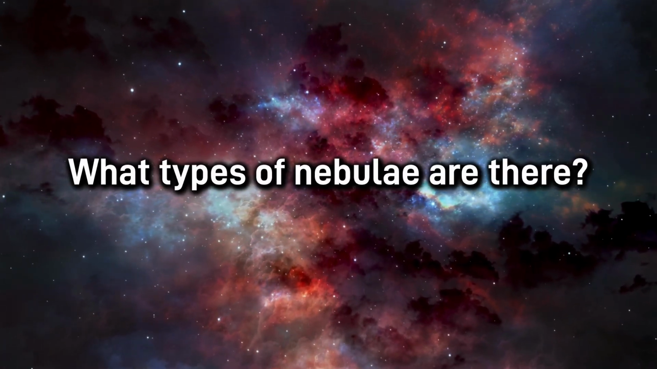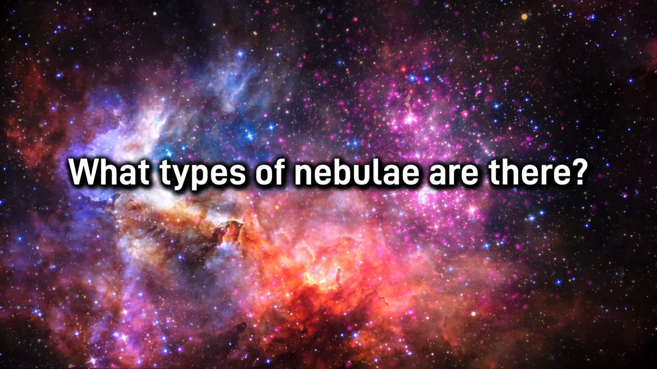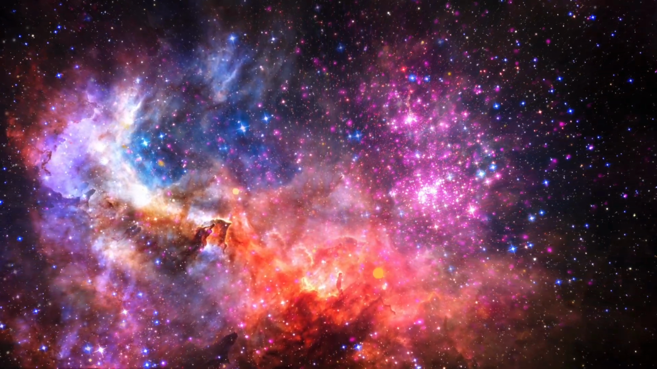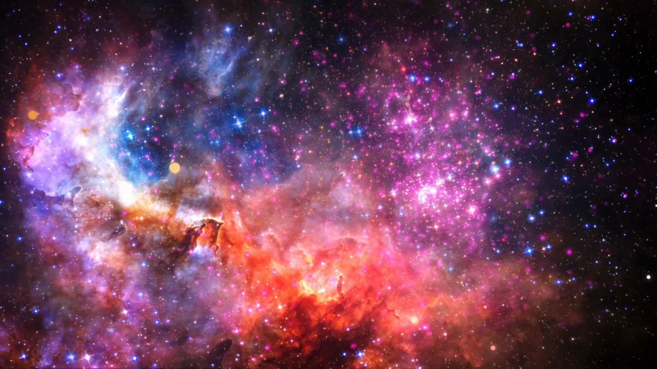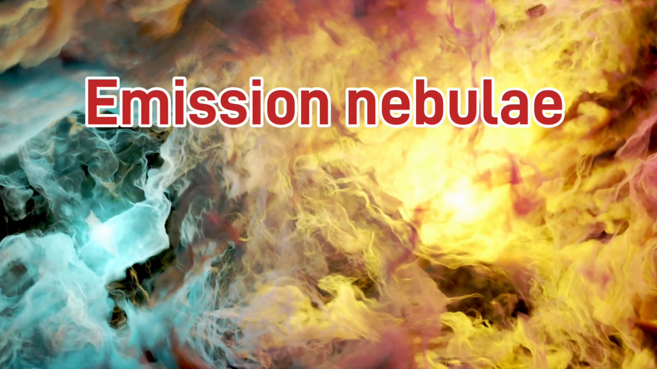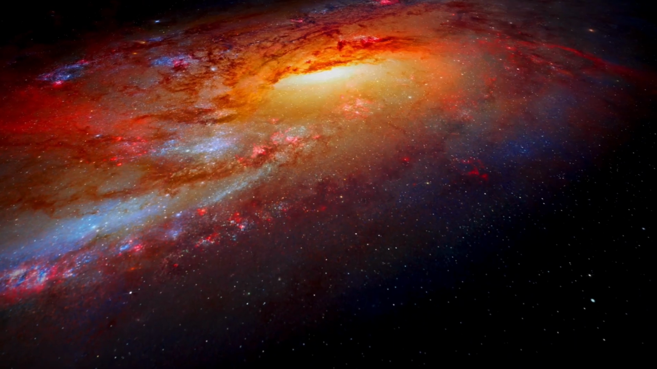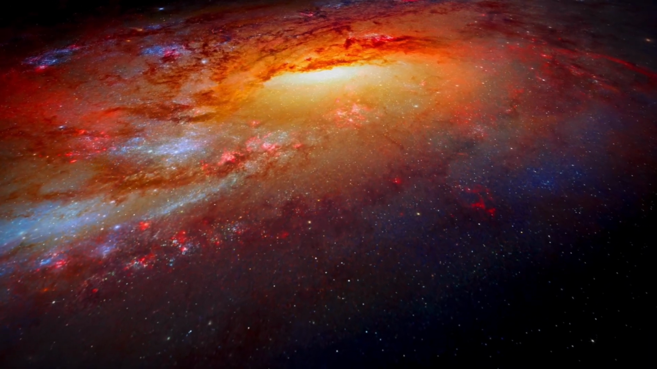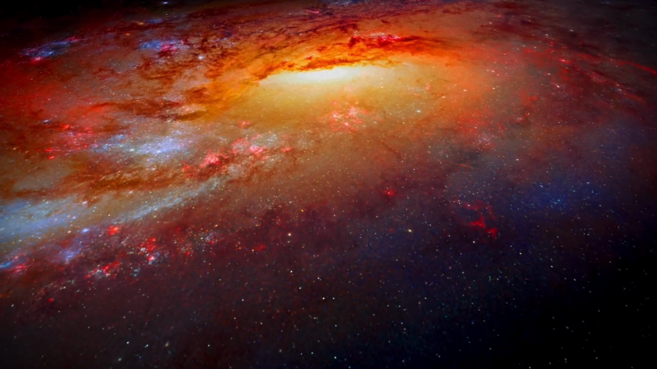What types of nebulae are there? Nebulae can be divided into different categories based on their properties. Here are some differences between the different types of nebulae. 1. Emission nebulae. These nebulae are made of ionized gas, that is excited to glow by the energy of nearby stars. They can have bright colors such as red, blue or green.